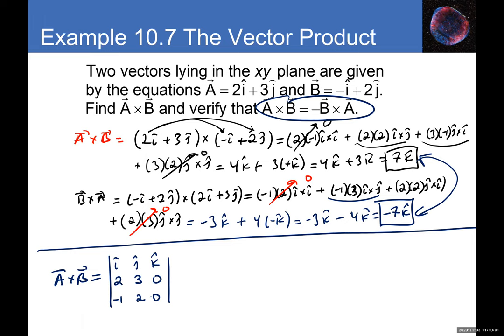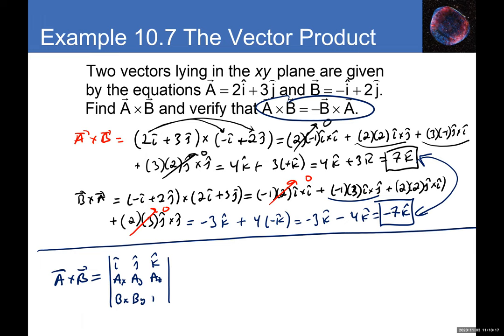Let me do this for a second; we'll come back to that. Let me do it like this. Let's say this is AX, AY, AZ, BX, BY, and BZ. So basically I have a 3 by 3.